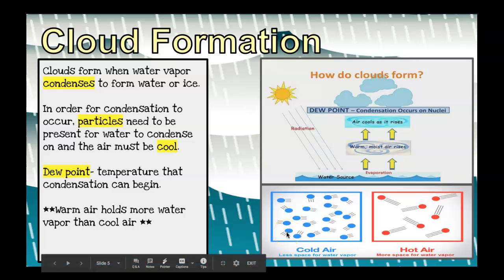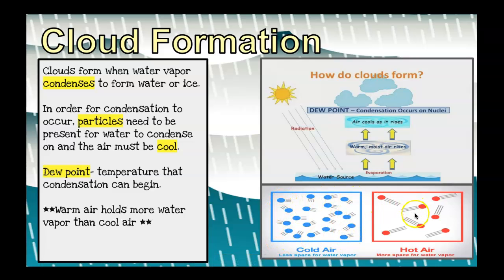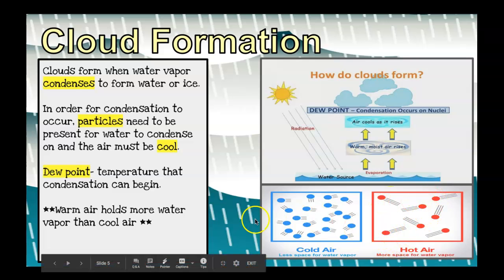There's another picture here that shows you a visual of what I was talking about on the last slide about how cold air can't hold as much water vapor because those molecules are more tightly together, so there's less space for the water vapor to go. Whereas hot air has the molecules further apart, so there's lots of space for the water vapor to be.